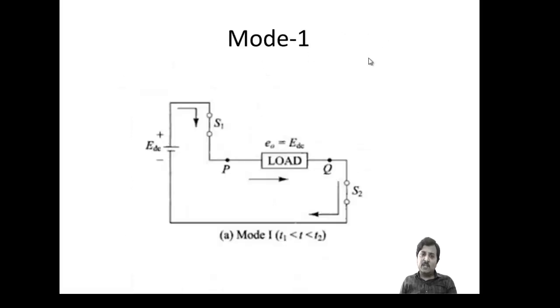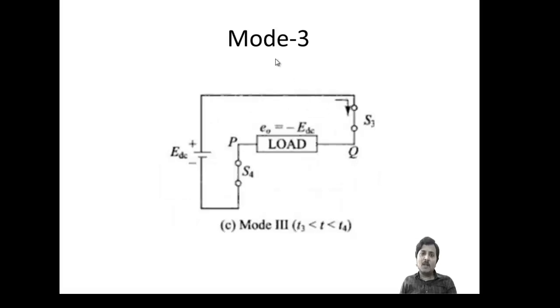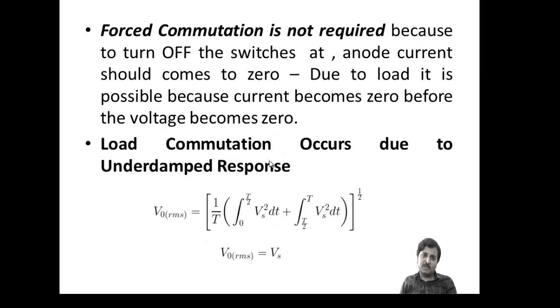As we have just seen, in mode 1, switch 1 and switch 2 will be on, so the current is positive and the voltage is also positive. In mode 2, when T1 and T2 are switched off, the diodes will be conducting, so the current is positive but the voltage becomes negative. Similarly, in mode 3, switch 3 and switch 4 are conducting, so negative voltage and negative current appear across the load. Once T3 and T4 are switched off, D1 and D2 will conduct, with negative current and positive voltage appearing across the load.